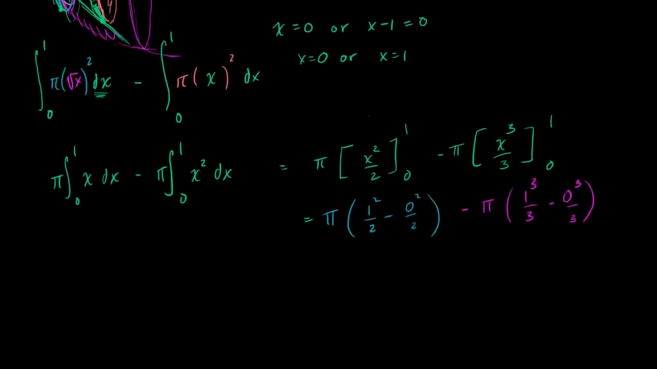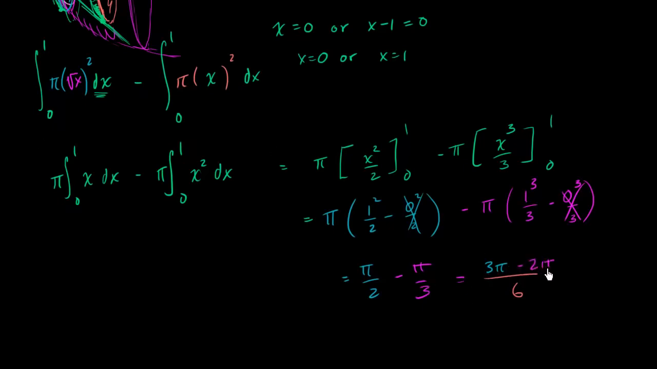And so we get, this is equal to, let me do that same blue color. So this is just simplified, this is just 0 right over here. This is 1 squared over 2, which is just 1/2. So it's just pi over 2, minus, well, this is just 0. This is 1/3, so minus pi over 3. And then to simplify this, it's just really subtracting fractions. So we can find a common denominator. Common denominator is 6. This is going to be 3 pi over 6 minus 2 pi over 6.